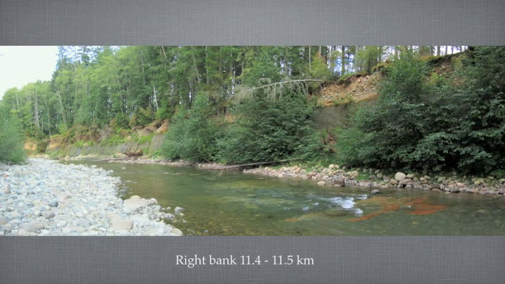This is a picture of the right bank of the Englishman River between kilometer 11.4 and 11.5. We clearly observe a gray layer of TL. Above that we have 2 to 3 meters thick of a sandy gravelly layer with actually cobbles present in that layer.